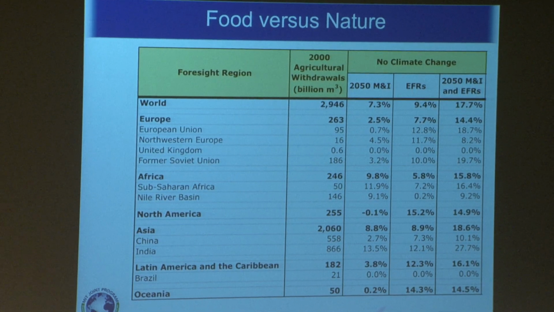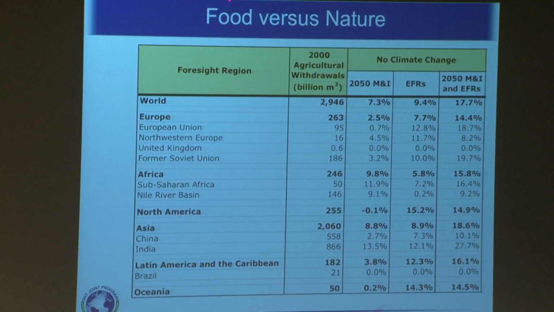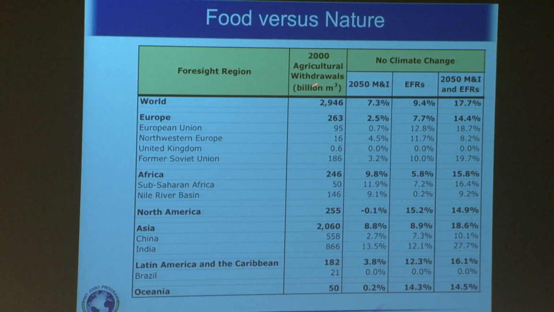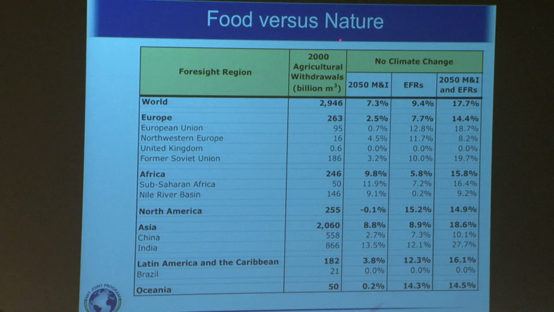The other one that was brought up, and we're talking about here, is food versus nature. And so this was a study we did looking at, if you take the 2,000 agricultural withdrawals in the globe, which is about that 70%, about 3 billion cubic meters of water, and if you were to give a conservative estimate of what is called environmental flow requirements, right now this is about allowing 15% of the water to flow to the sea.